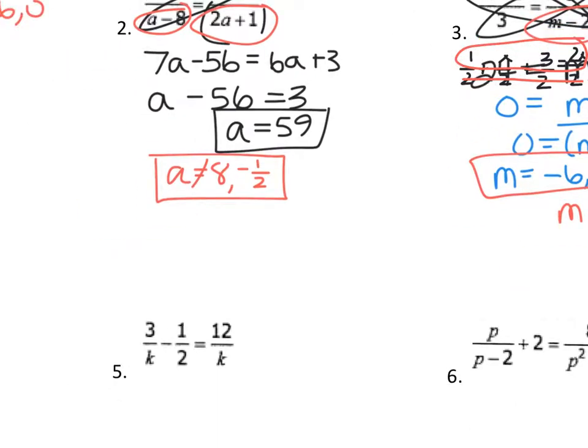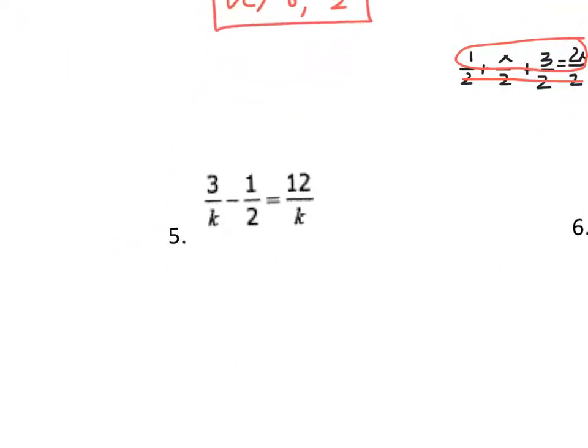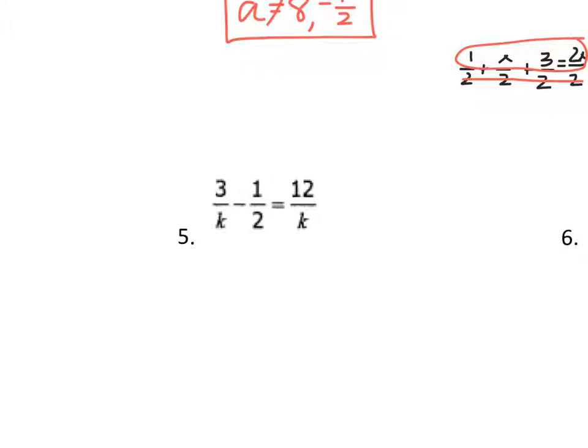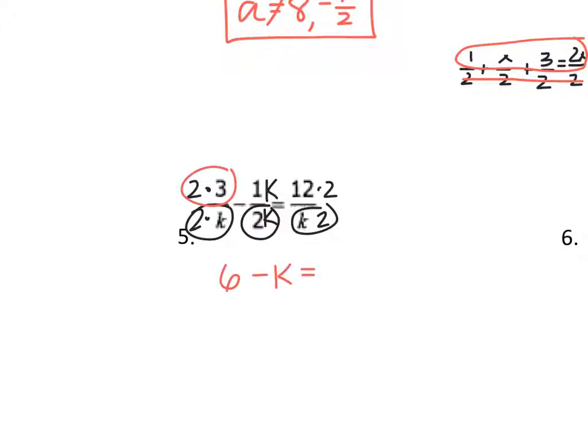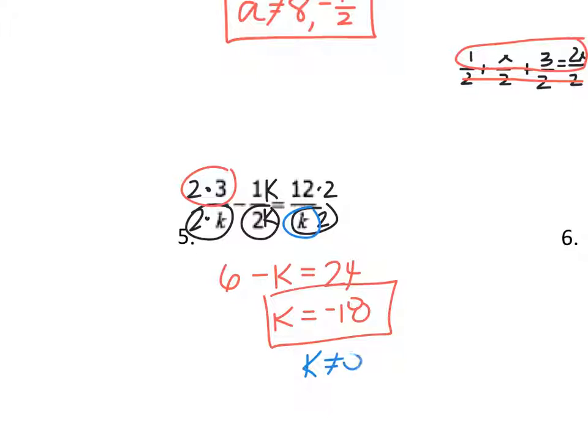Okay, if you cannot just cross multiply like this one, what you want to do is get a common denominator. So my common denominator is going to be 2k. This expression over here needs 2, this needs a k, and this side needs a 2. So I'll have 2k, 2k, 2k. Now my numerator is going to be 6 minus k equals 24. So k equals negative 18. And when I do my restrictions, k can't be equal to 0. So we're good because negative 18 is not one of the restrictions.